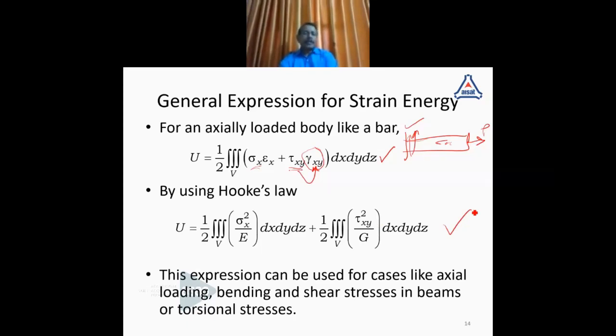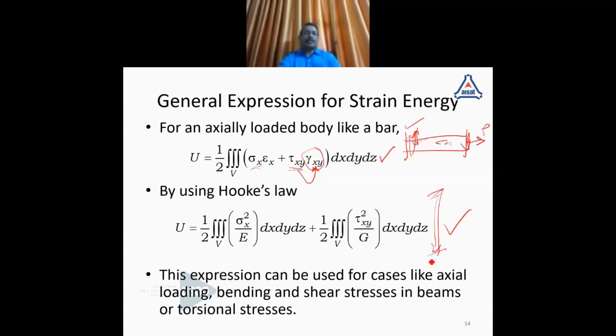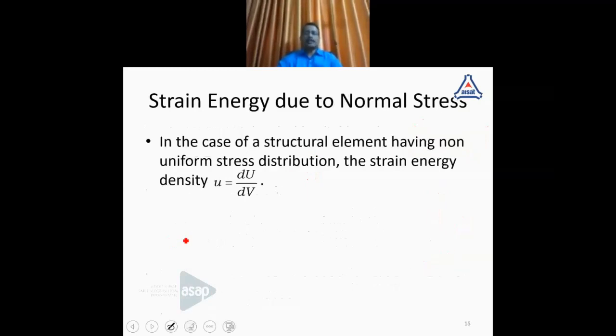In the case of axial loading, the loading direction is different. In bending, we will be applying loads like this so that bending occurs. In shear stresses, the loading will be suitable to produce shear stresses. In all these cases, we can use this general expression with certain modifications to find out the total elastic strain energy involved in that particular case. We can see how the strain energy due to normal stress can be developed.